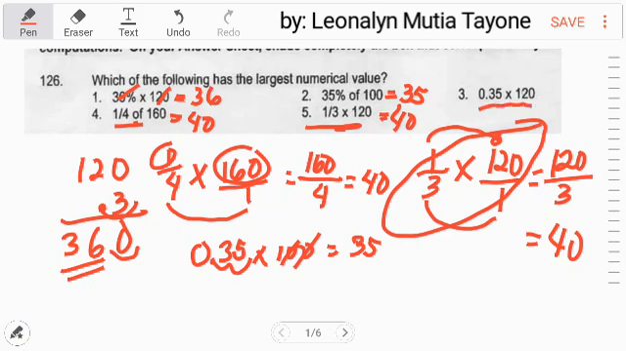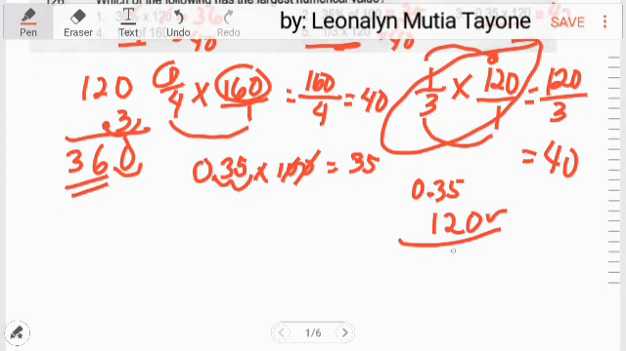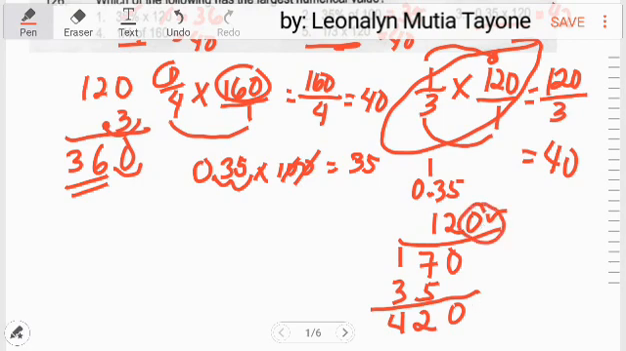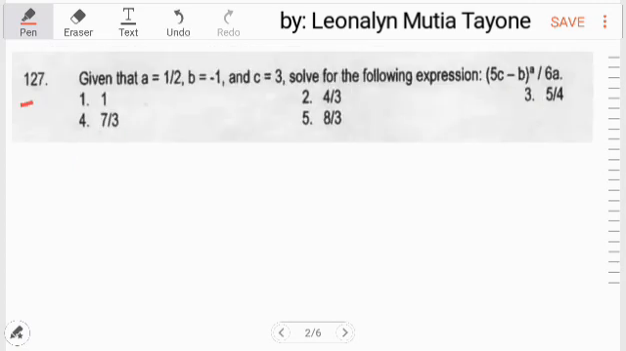Next, 0.35 times 120, and that is 42. Isa-isahin natin ito. 0.35 times 120. So, 120. Ganun lang ang gawin natin. Ignore muna natin si 0. This is 10 carry 1. 2 times 3 equals 6 plus 1 equals 7. Then this is 35. So 0, 12 carry 1, that is 42. Itong isa pang 0 na inignore natin, i-add up natin yan. Then, ang decimal, i-count mo 1, 2. So, mag-count ka rin ng 1, 2. So, ang sagot dito ay 42. Which of the following has the largest numerical value? Number 3, 42.